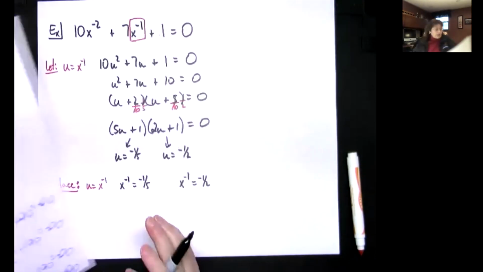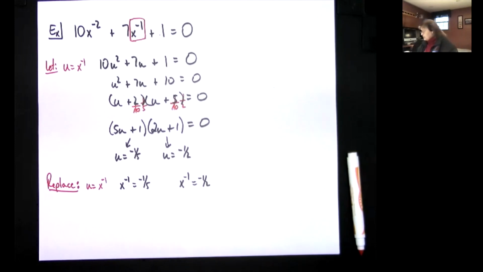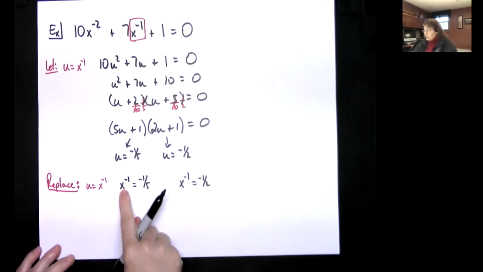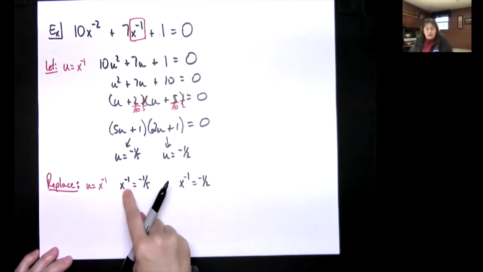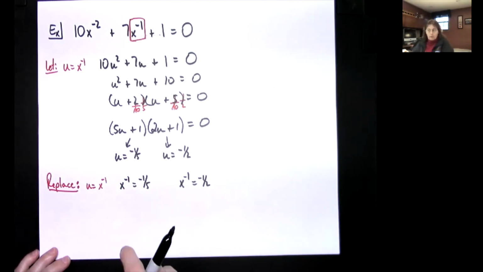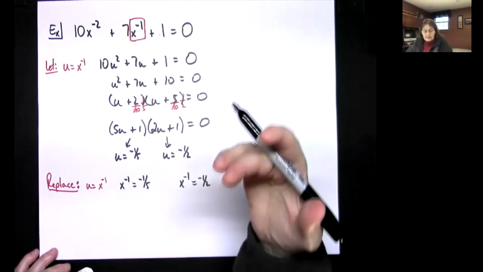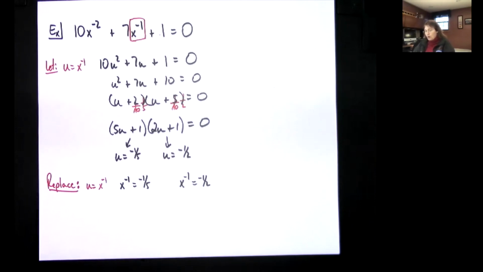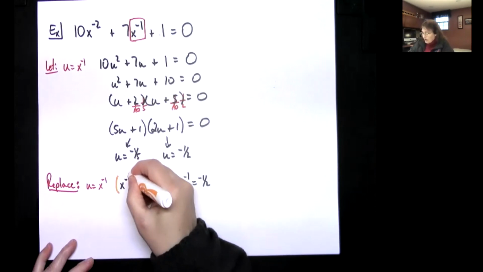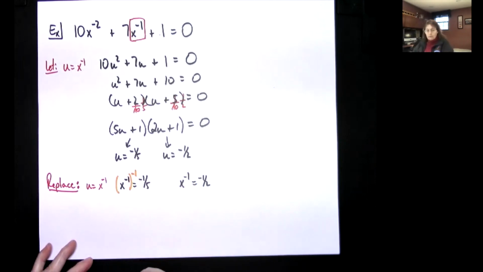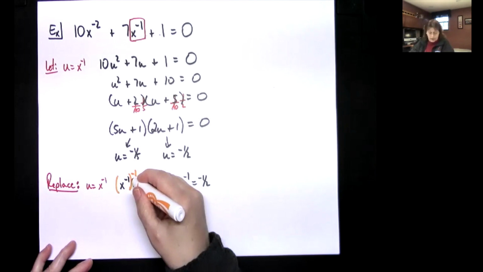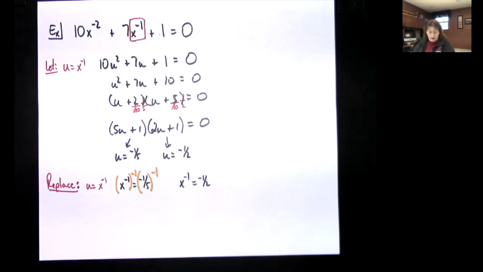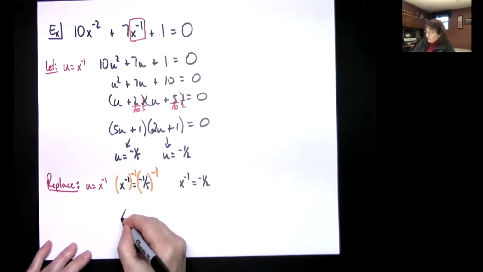Now, sometimes if you are good at seeing that, some people like to say, okay, I've got an x to the negative 1. What power would I raise it to if I wanted to make this a positive 1? Well, negative 1 times negative 1 is 1. So if I raise this to a negative 1 power, then I'd have a 1 on my x, and I would have my answer. So negative 1 times negative 1 gives me an x here.